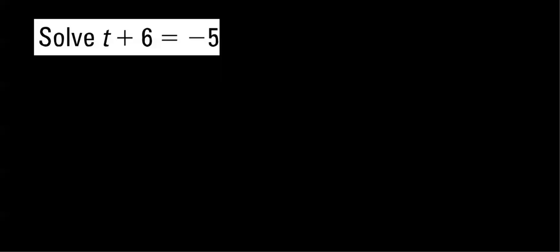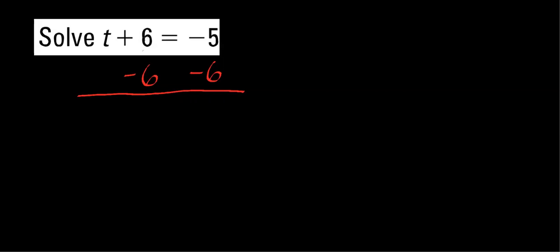In this video, we're going to solve the equation t plus 6 equals negative 5. So the first thing I notice here is that here's my variable t. My goal is to isolate, or get this variable by itself. So I need to do the inverse or opposite of adding 6. The inverse of addition is subtraction. So to undo adding 6, I'm going to subtract 6 on both sides.